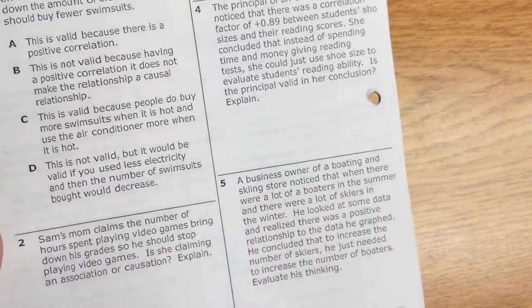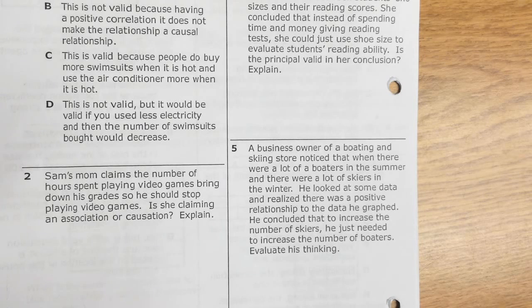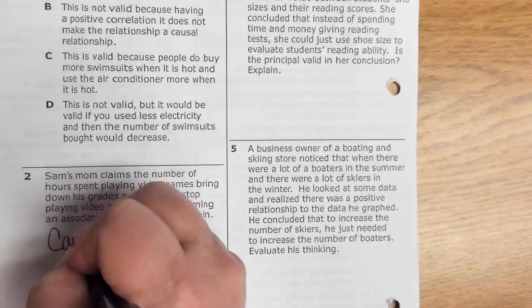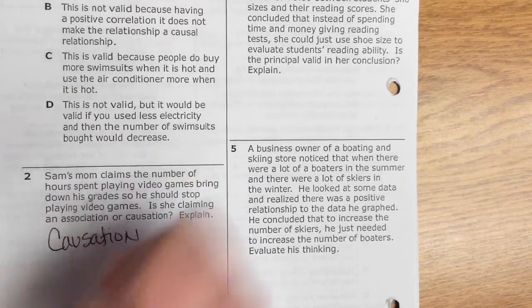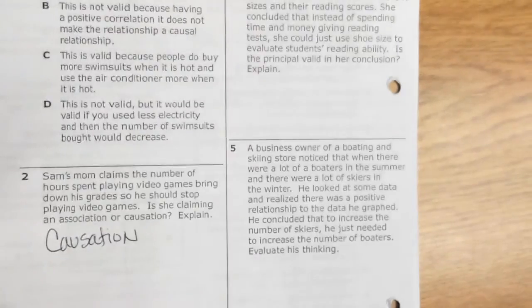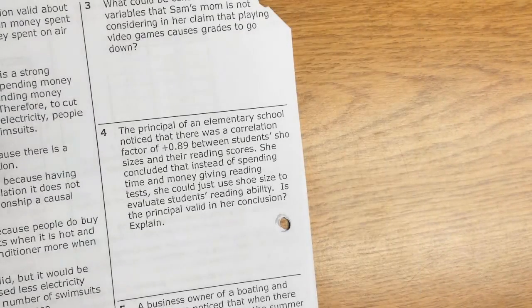And we're going to read number 2 together. It says, Sam's mom claims the number of hours spent playing video games brings down his grades so that he should stop playing video games. Is she claiming an association or causation? Causation. I agree, and I'm not going to make you explain. Okay? Number 3, we're not doing.